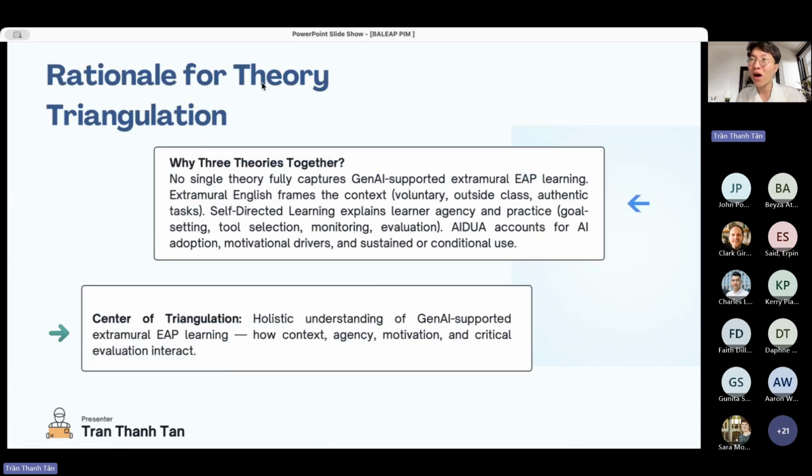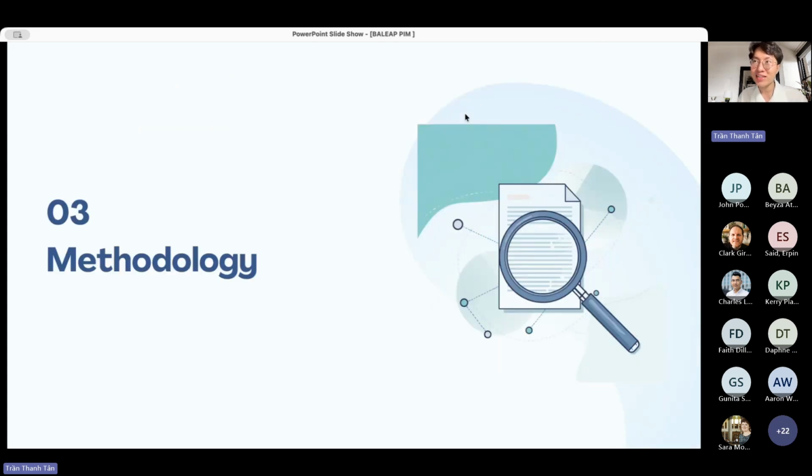So why do I propose we combine the theories? The rationale is that no single theory fully captures GenAI extramural English learning. Extramural English frames the context, self-directed learning explains learner agency, and the AI DUA accounts for AI adoption. When we combine them, we have a centre of triangulation, which can provide a holistic understanding of GenAI in extramural EAP learning, and how context, agency, motivation, and critical evaluation interact. So what do I do in this study?